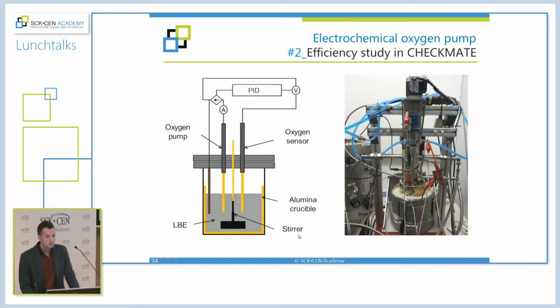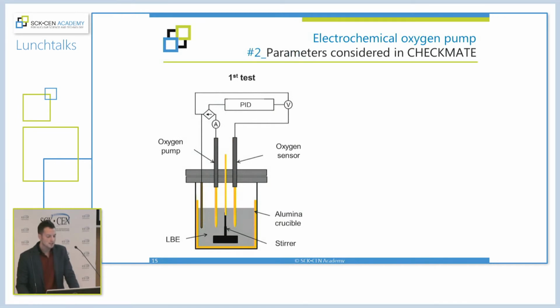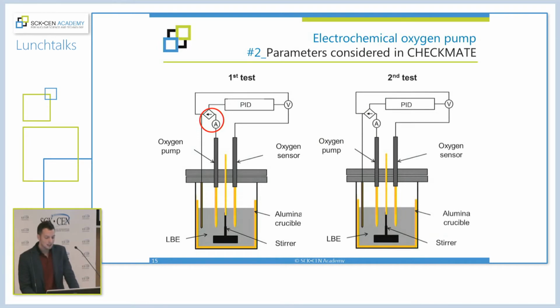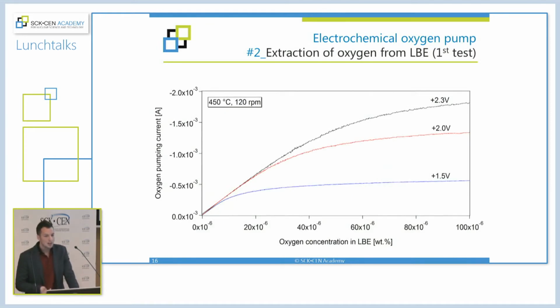So what are the tests we performed in this setup? Well, in the first test, we decided to change the applied potential, so the driving force on the electrochemical oxygen pump, to see what the response would be as a function of the condition and the oxygen concentration in LBE. In the second test, we decided to check the response of the pump when we use the stirrer, so in different flow dynamic conditions. From the first test, we actually extract oxygen. I want to remind you that we wanted to see the effect for the extraction.